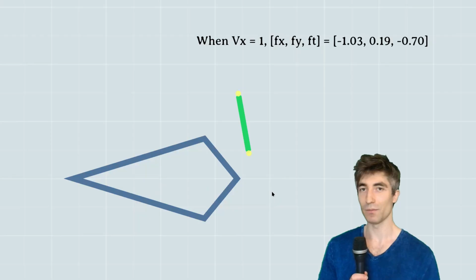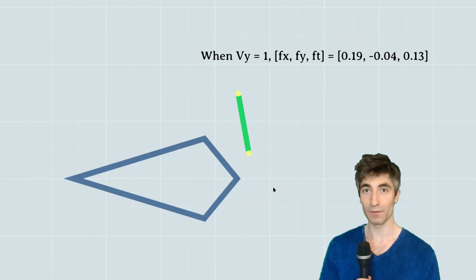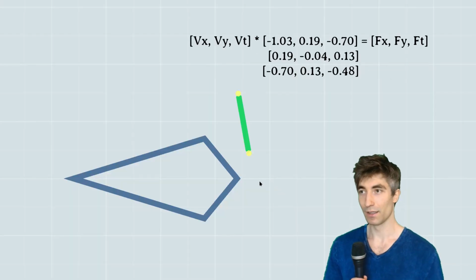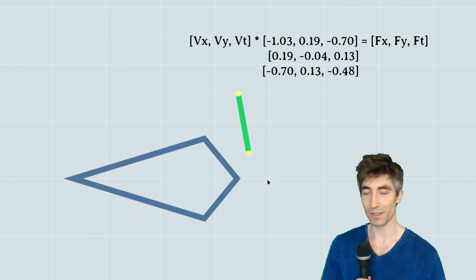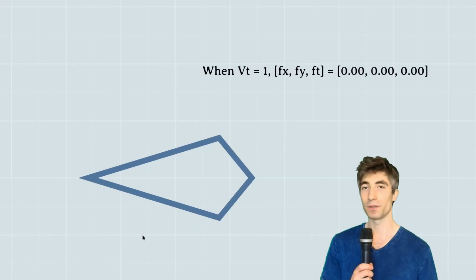So that gives me three numbers which create a row, and I can create another row for when the y velocity is 1, and another row for when the rotation is 1. And these three rows stick together to create a matrix. And all I have to do is multiply the current velocity by that matrix, and it gives me the resultant drag force. There was just one problem though.